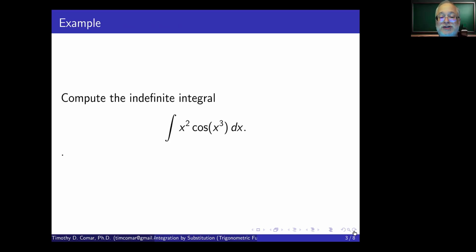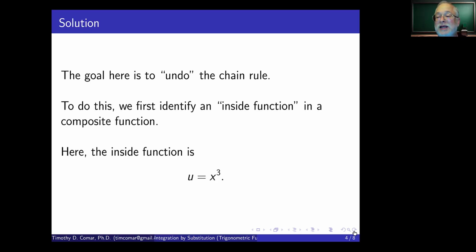So we're going to compute this integral of x squared cosine of x cubed now. And again, our goal is to undo the chain rule. So to do this, we first want to identify our inside function. And our inside function here is going to be the function x cubed.